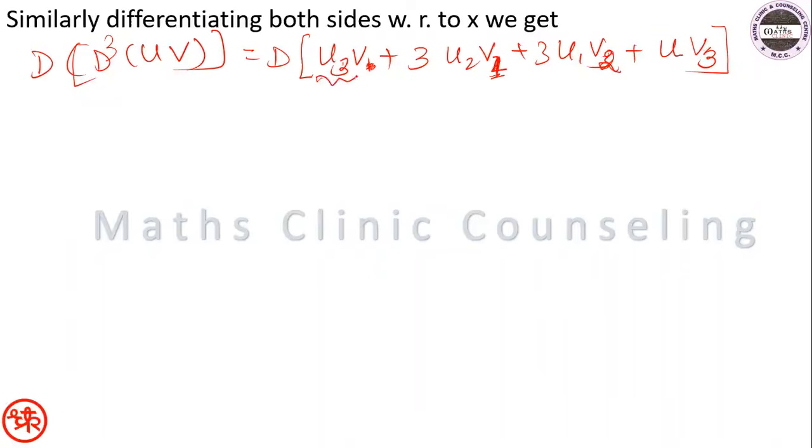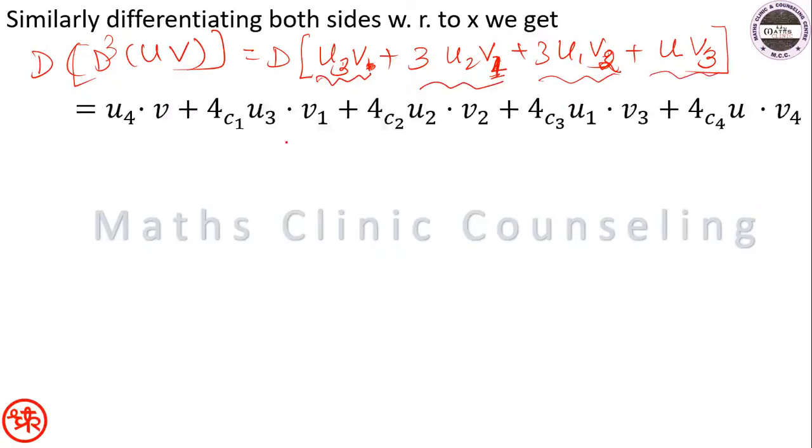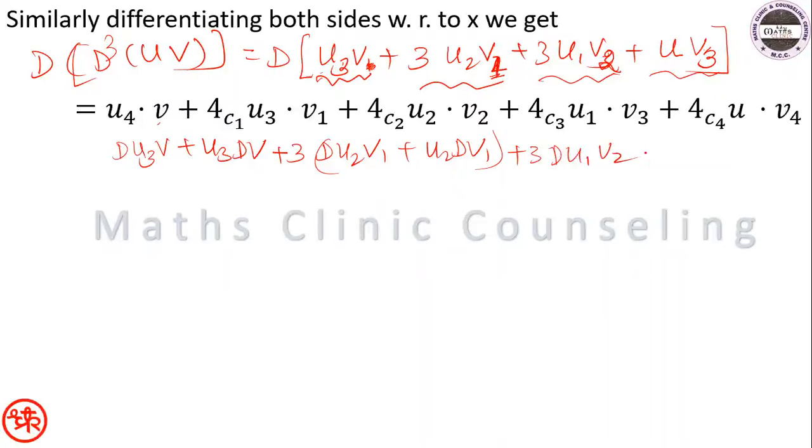And now if we apply product rule here and here as in previous, so you will get this u4v equals, let us see how, d of u3 into v plus u3 d of v, equals plus 3 into d of u2 into v1 plus u2 into d of v1, equals plus 3 into d of u1 v2 plus u1 d of v2, equals plus d of u v3 plus u d of v3.